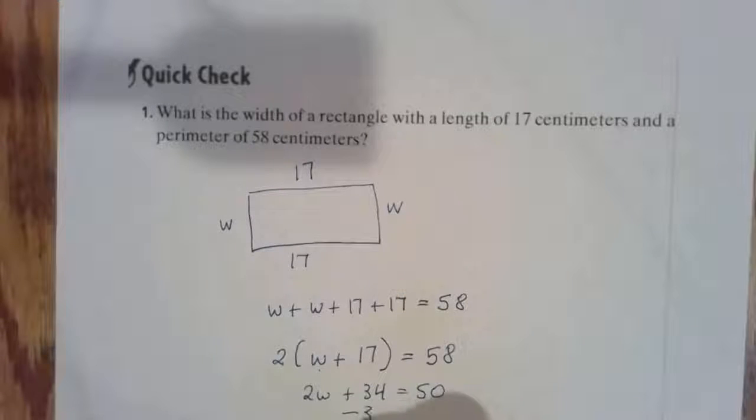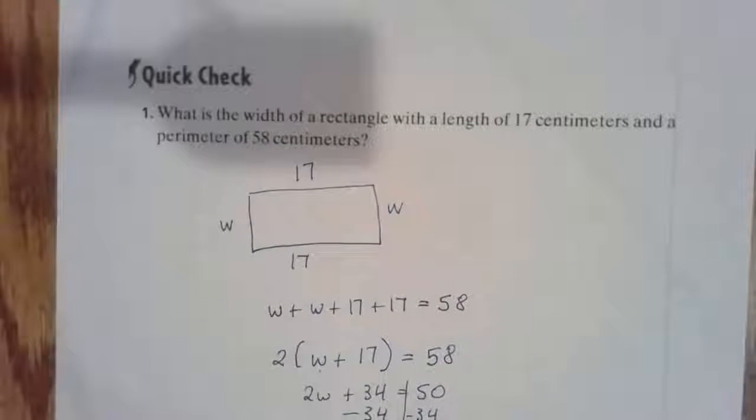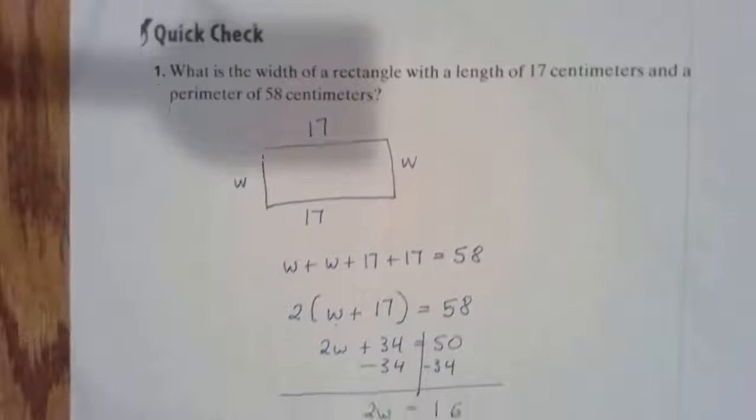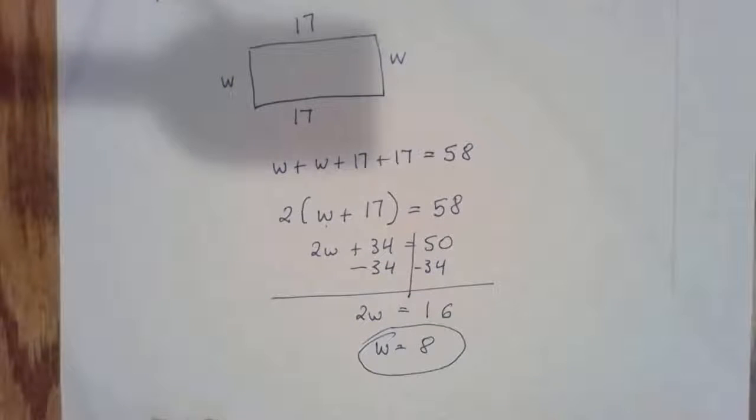I'm going to subtract 34. Once I subtract, I have 2W on the left side, which leaves me with 16 on the right, divided by 2, which is 8. So my width is 8 centimeters. Oh, I'm sorry. The width is 8 centimeters.